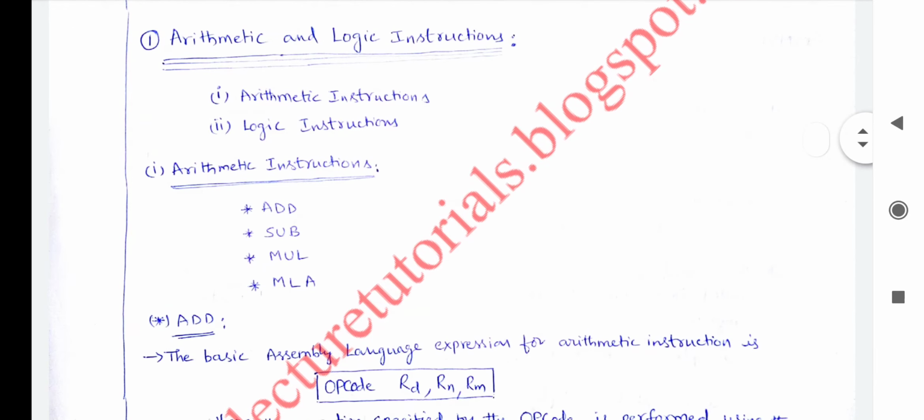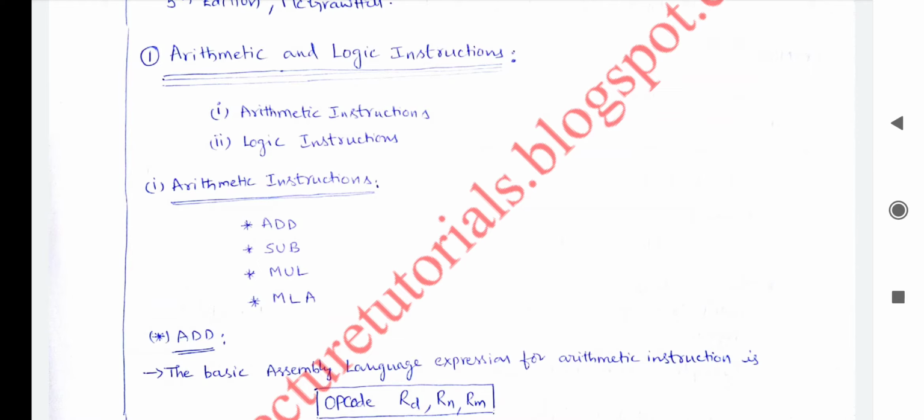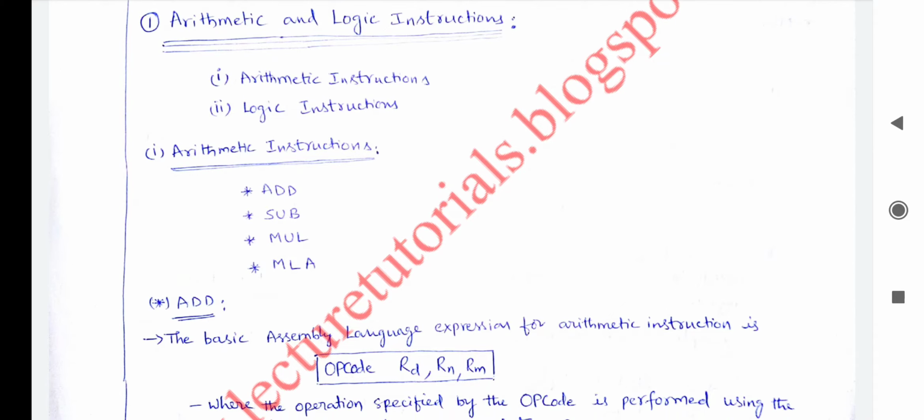Okay, first one, arithmetic and logic instructions. First one, arithmetic instructions. Logic instructions. Arithmetic instructions are add, subtract, multiplication, and MLA. Right? Addition, subtraction, multiplication, and multiplication. Arithmetic. Right? See, first one, the addition.